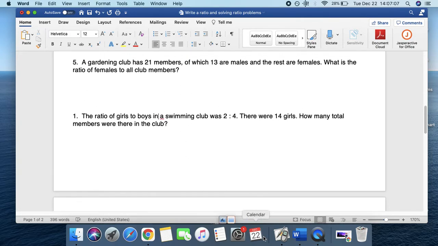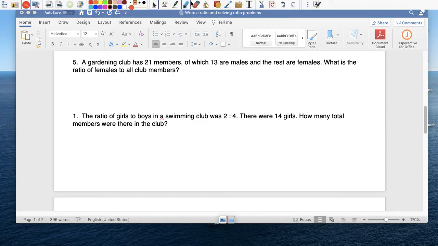So 5 for the first part. Our gardening club has 21 members, 13 are males and the rest. Oh, that's the question. That was the first question, so I made a mistake here. Okay, so there are males. That's what the first question was. There are females, right? Men, women, and total.